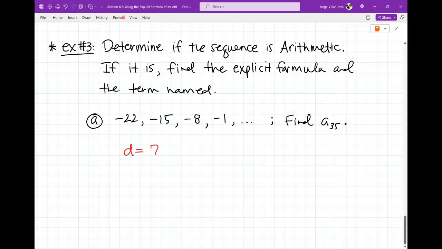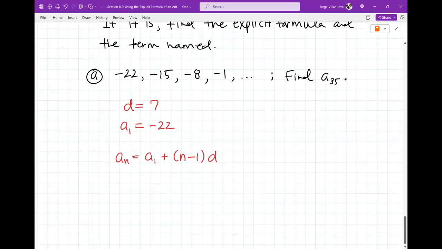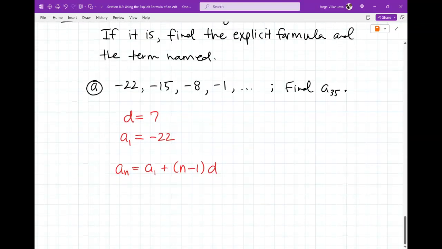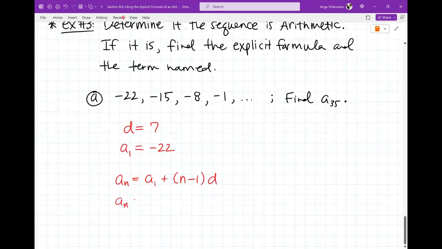Okay? I also know a sub 1, right? What's a sub 1? Negative 22. They want me to write an explicit formula. I can do that. I literally just did that using the same information. First term, common difference, right? So I'm going to have to use the long form, but here we go. A sub n is equal to a sub 1 plus n minus 1 times d. Now, they want me to write the explicit formula. Here we go. A sub n is equal to negative 22 plus n minus 1 times 7.